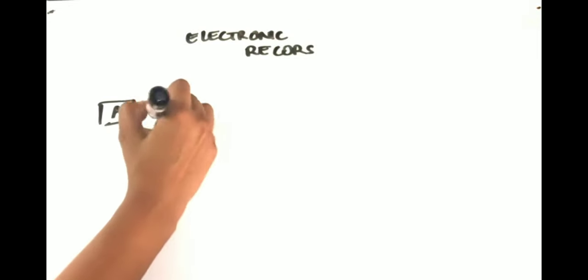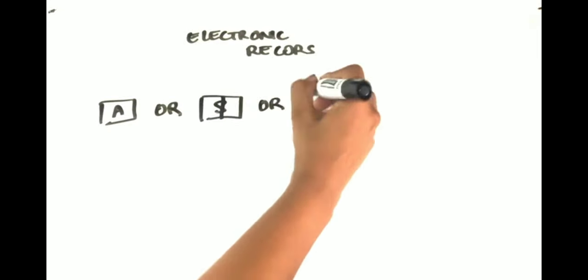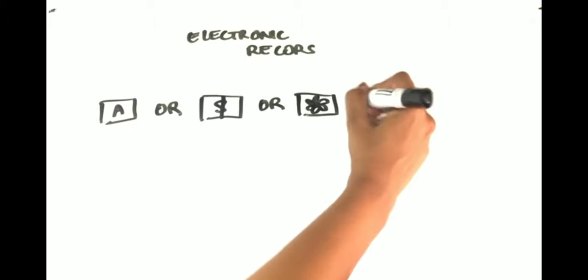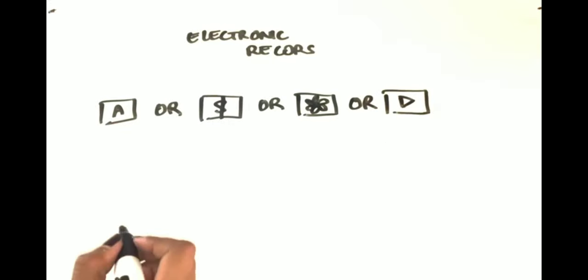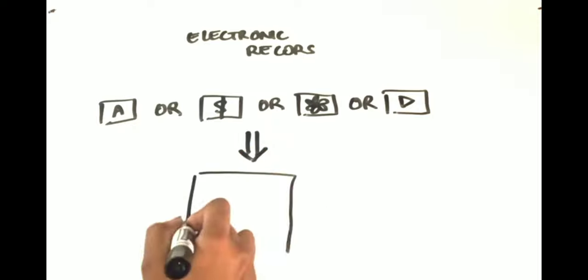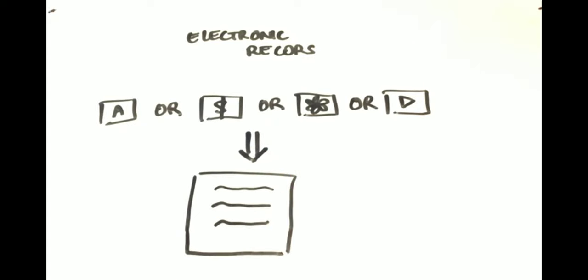Electronic record, it's a combination of text, graphics, data, pictures, or audio represented in a digital format equivalent to a paper record that's created, modified, archived, and retrieved by a computer system. And I'm going to learn how to spell records immediately after this video.